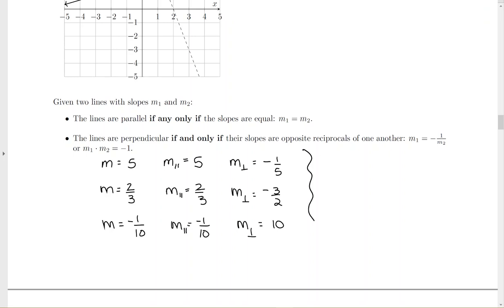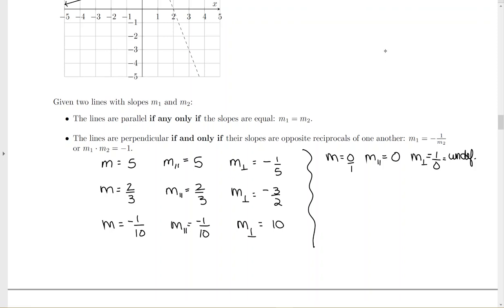So what if the slope of the original line is 0? All right, it's horizontal. The slope of a line parallel to that is also going to be 0. But the slope of a line perpendicular to that is not going to be 0, because then that would be parallel. You've got to flip 0. Think of 0 as 0 over 1. So if I flip it, it's 1 divided by 0. But remember, if you divide by 0, it's undefined.